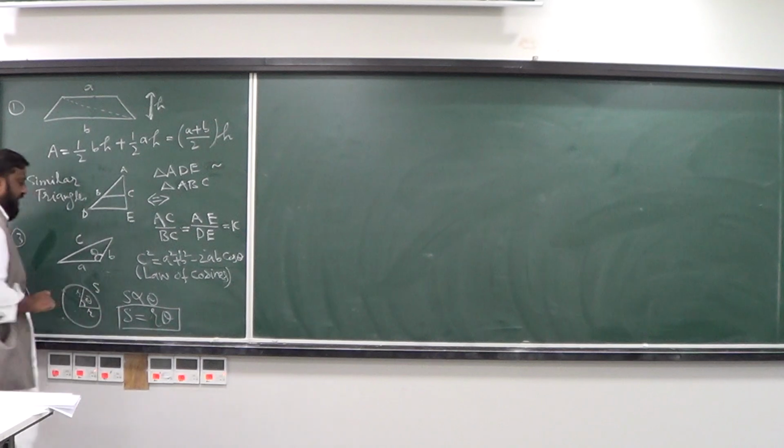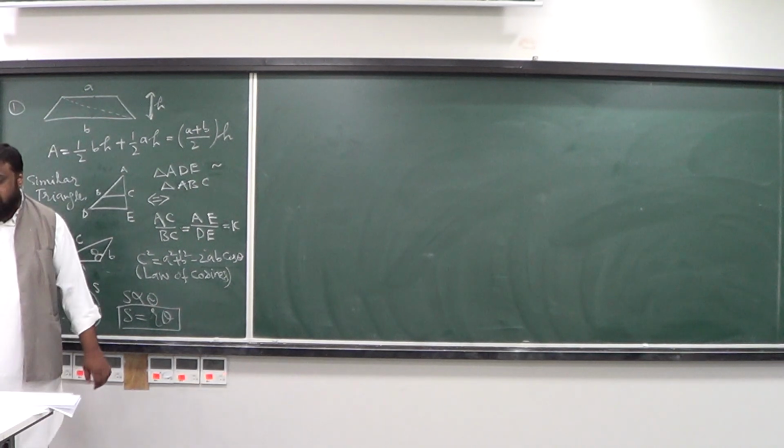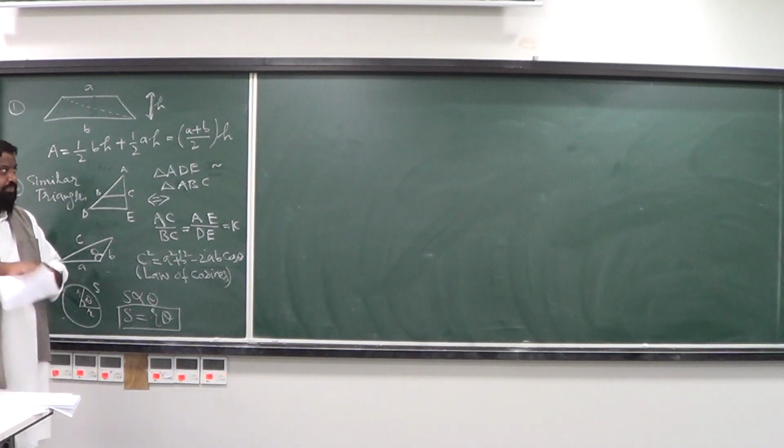At one location I'm going to use this fact as well, that the arc length of a circle is the radius times the angle subtended by that arc length. So s equals r theta. These are the 4 facts that I'm going to use to solve the problems. Now let's move to the problems.